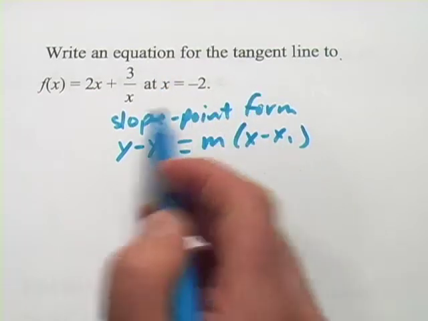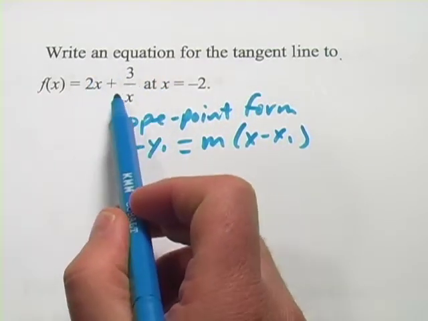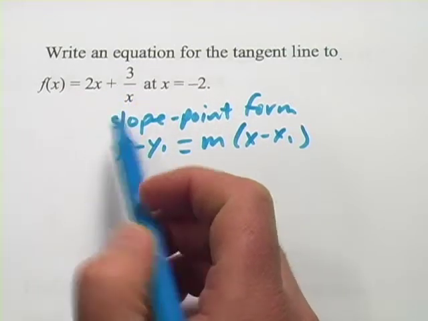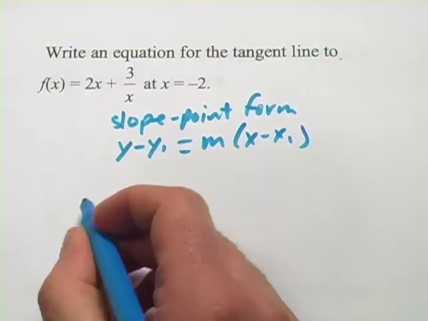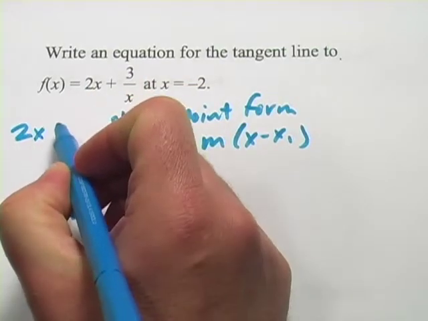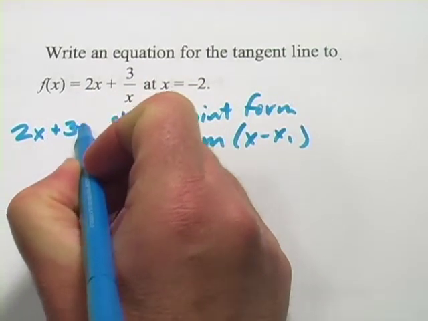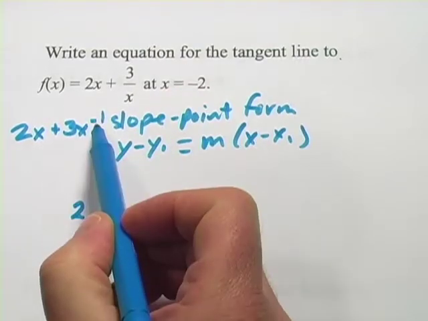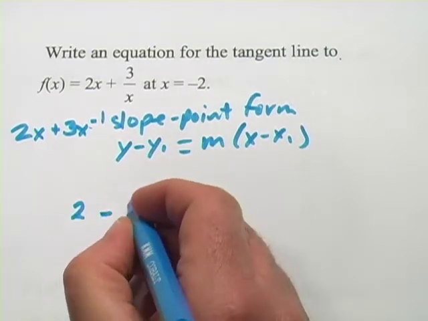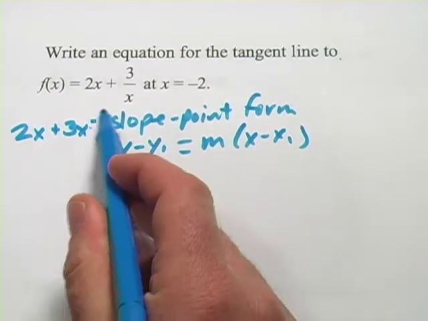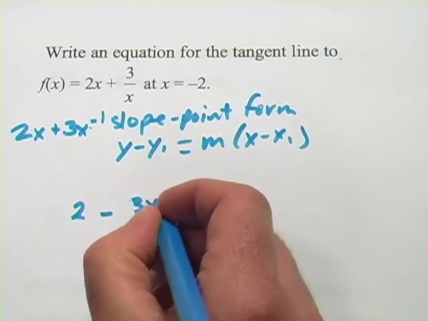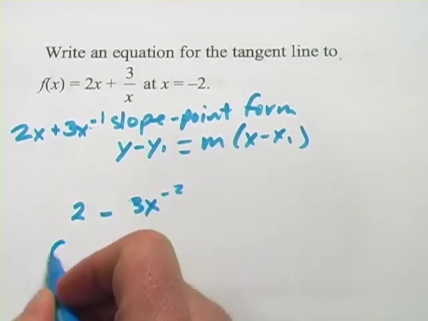At x equals -2, the slope of the tangent line is the derivative of this, evaluated at -2. So let's take the derivative of this first to get our slope. So 2x, that's just going to be 2, and I'm going to rewrite this as 2x plus 3 times x to the -1, so we can apply the power rule a little more clearly. We take -1 and multiply it by the 3, so we're going to get -3, and we subtract 1, so -1 minus 1 is -2, so this is times x to the -2, or we could rewrite it like this.